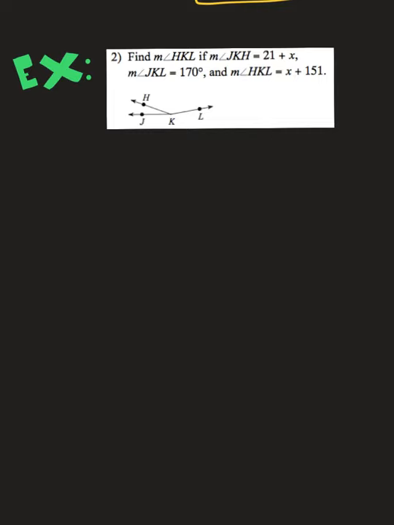So like in the previous example, let's start labeling a few things. We have this angle here, HKJ or JKH, same thing if you say it forward or backwards. That's 21 plus x. And then we have this angle here, HKL, which is x plus 151. And then JKL is 170 degrees, that's the whole thing. So this right here is our whole thing.